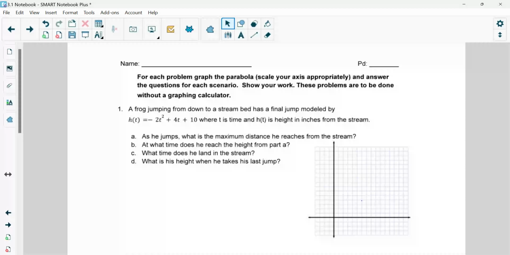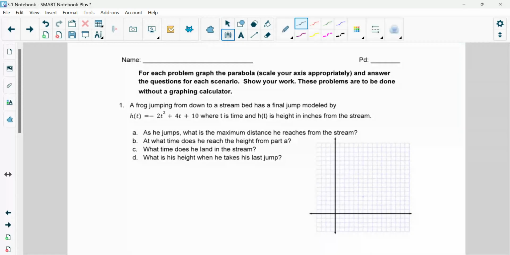And so as we go through this first one, take a moment and just read through here. Read what the problem's asking, and there are some typos in here, but it says a frog is jumping down to a stream. Get rid of the word "from." That would probably be the best thing. A frog is jumping down to a stream bed as a final jump, modeled by the equation. And just change this word "distance" to "height." That's all.